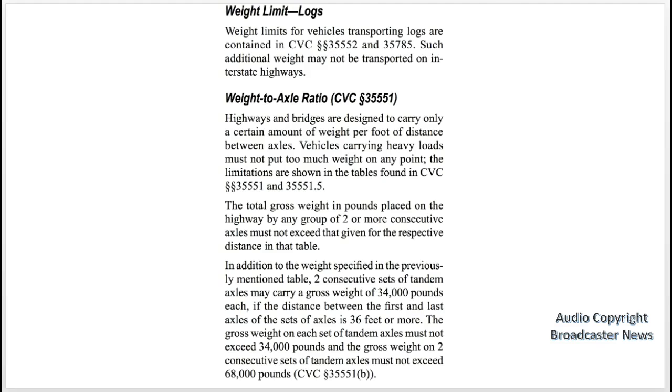In addition to weight specified in the previously mentioned table, two consecutive sets of tandem axles may carry a gross weight of 34,000 pounds each. If the distance between the first and last axles of the set of axles is 36 feet or more, the gross weight on each set of tandem axles must not exceed 34,000 pounds, and the gross weight on any two consecutive sets of tandem axles must not exceed 68,000 pounds.